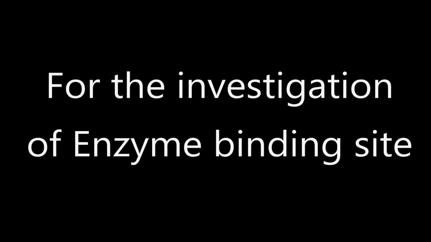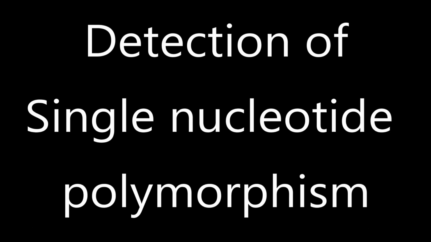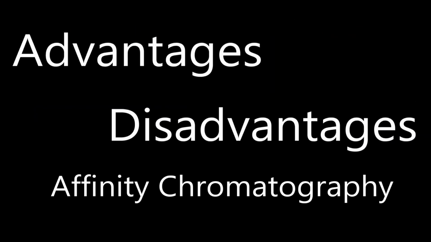Third, in the assays of enzymes. Fourth, substrate detection. Fifth, for the investigation of enzyme binding sites. Sixth, it is used for in vitro antigen antibody reactions. And last, it is also used for the detection of single nucleotide polymorphisms and knowing the mutations in nucleic acids. What are the advantages and disadvantages of affinity chromatography?